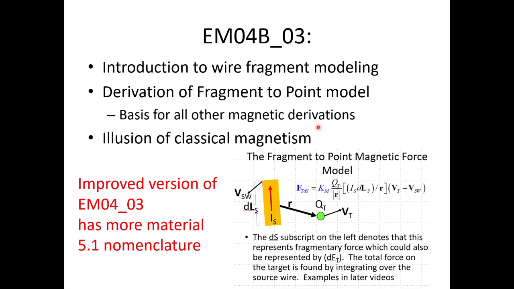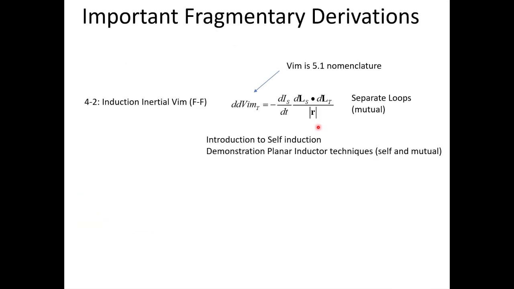Okay, and then you go on to the 3rd video, which does the introduction to wire fragment modeling, derivation of fragment to point models, which is the basis for all other magnetic derivations. And I show how the illusion of classical magnetism gives you that flux line model. So it's a very interesting video. And from here, we developed one of our first models, which is the inertial VIM, which is basically the new induction model in wire fragment form.